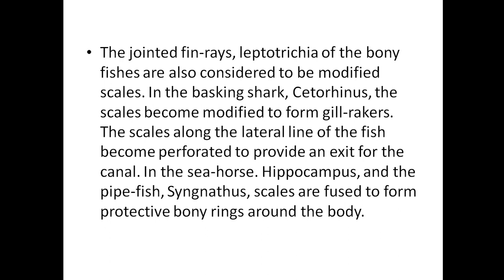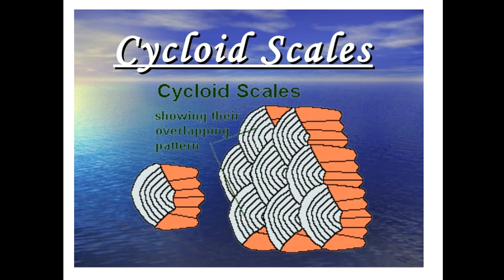And you know, even in certain fishes, they are modified to form gill rakers. The seahorse which you have studied, Hippocampus, and pipefish: scales are modified and fused to form protective bony rings around the body.